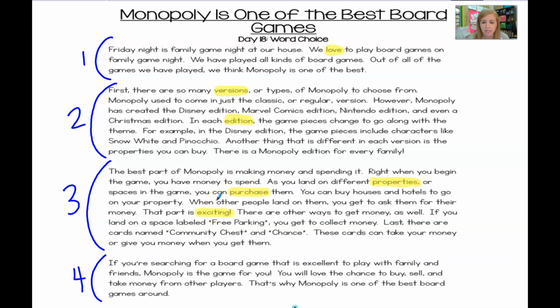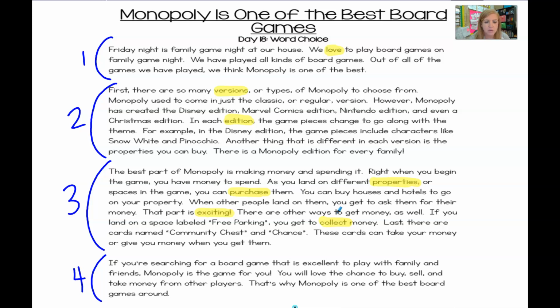There are other ways to get money as well. If you land on spaces labeled free parking, you get to collect money. I think collect is a good, strong verb, because you could just say you get money, but it says you collect it. So I think that's a little bit stronger than just saying you get the money. Last, there are cards named Community Chest and Chance. These cards can take your money or give your money when you get them.